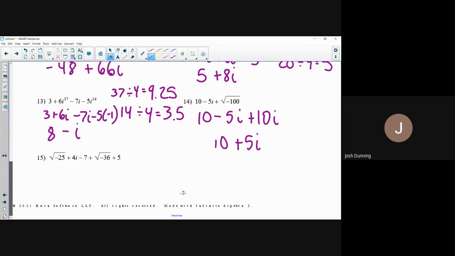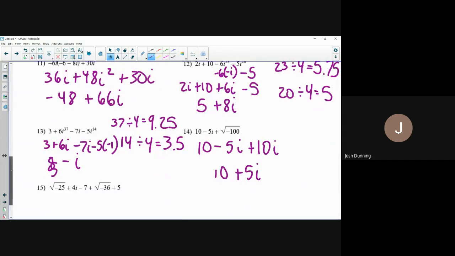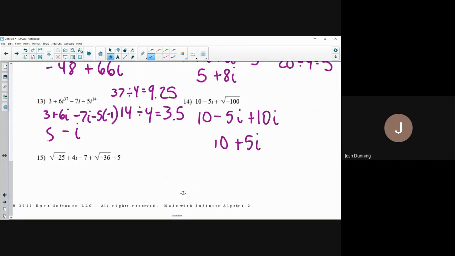Now on 15, radical 25, square root of 25 is 5. Put an i on it. Drop these down. Square root of 36 is 6. Put an i on it. Drop the 5 down. Add up your i's. 5 plus 4 is 9 plus 6, 15i. Gonna have that go second. Positive 15i. And then negative 7 plus 5 is negative 2.